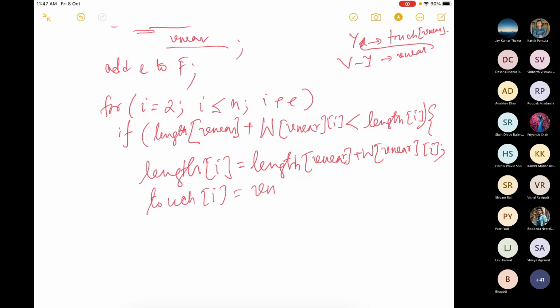Veneer becomes veneer. Excuse me, sir. Yes. Can you please go up to the graph? I wanted to ask something.